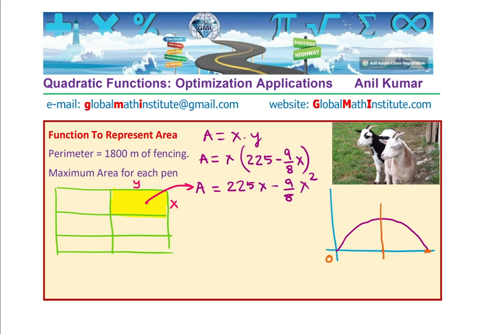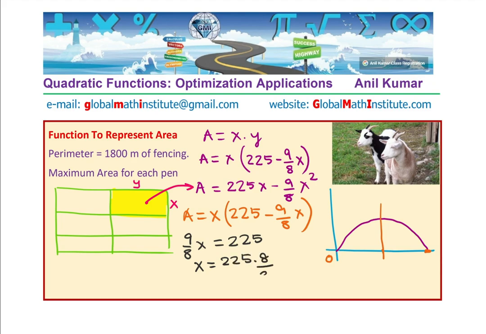So for that, I'm going to write A by taking x common. If I take x common, I get x times 225 minus 9 over 8x. So these two are the factors. One zero we get from the x. The other zero, we have to equate this. So the other zero: 9 over 8x should be equal to 225. So if 9 over 8x is the same as 225, we get a zero. That is how we find the value of x, which is 225 times 8 over 9.